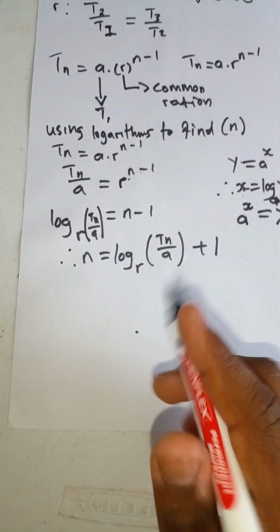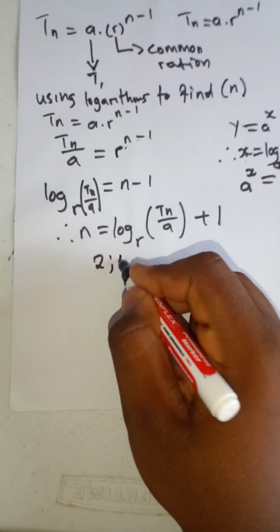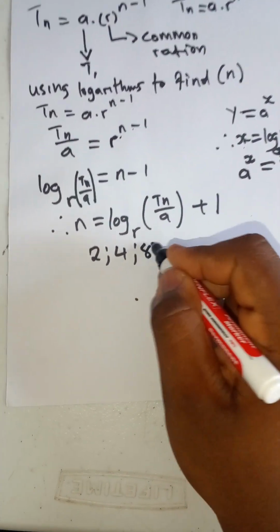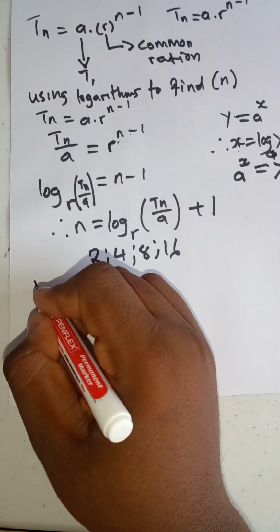Let me give you an example so that I can show you some of the common mistakes that people may make. Let's say I'm given this sequence: 2, 4, 8, 16. How do we find the ratio? The ratio is what?